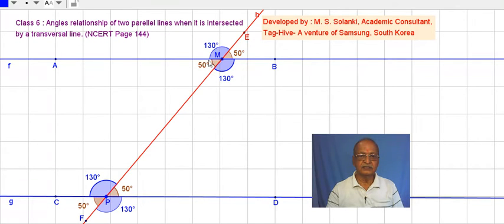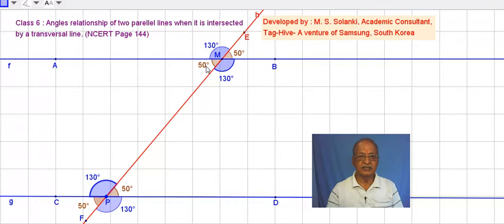So this angle is above the parallel line and left side of the transversal line. This angle is equal to this angle. This corresponds, why? Because it is right side of the transversal line and above the parallel line, right side of this transversal line and above this parallel line.